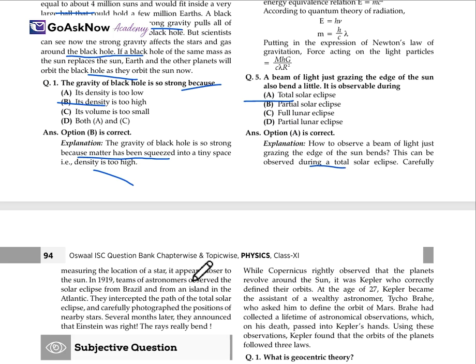Measuring the location of the star, it appears in the sun. In 1919, a team of astronomers observed the solar eclipse from Brazil and from an island in the Atlantic, from two different positions. They intercepted the path of the total solar eclipse and carefully photographed the position of the nearby stars. Several months later, they announced that Einstein was right. The rays were really bent. So only from a total solar eclipse can we observe it.